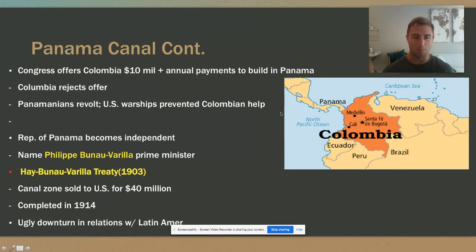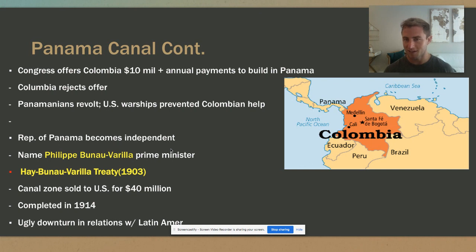Immediately, they are now the Republic of Panama, and they're going to name Philippe Bunau-Varilla as prime minister. The irony of this is Bunau-Varilla is a Frenchman who actually was the president of the French canal building company that had started the Panama Canal in the first place. So obviously here, the person being named prime minister is named out of expediency to get this Panama Canal built. And that is exactly what happens with our Hay-Bunau-Varilla Treaty. The canal is sold exclusively to the United States for $40 million.